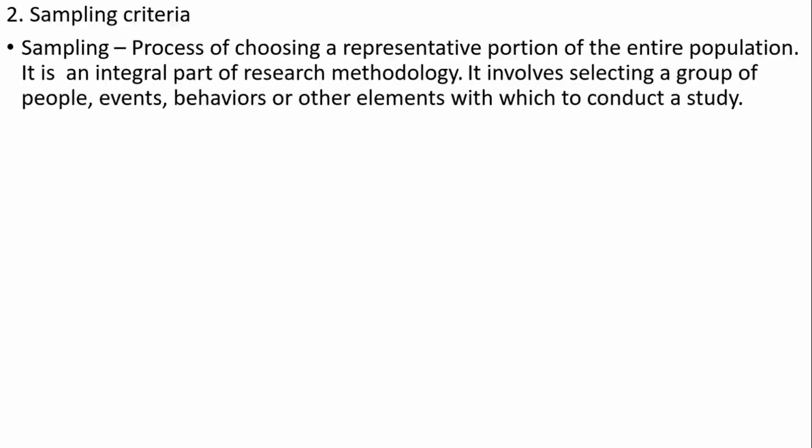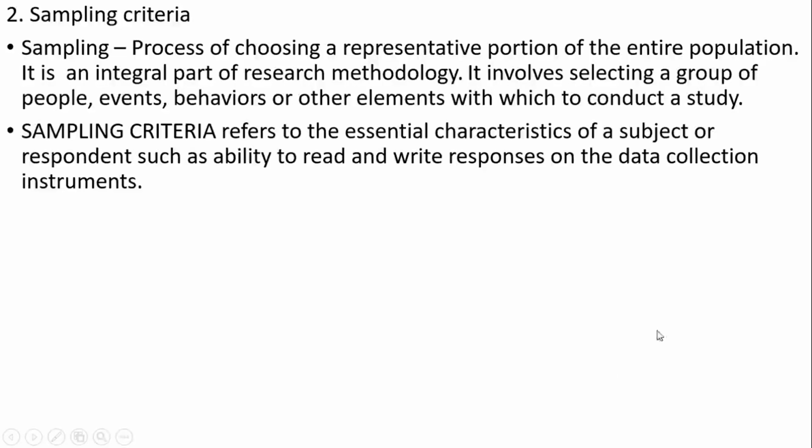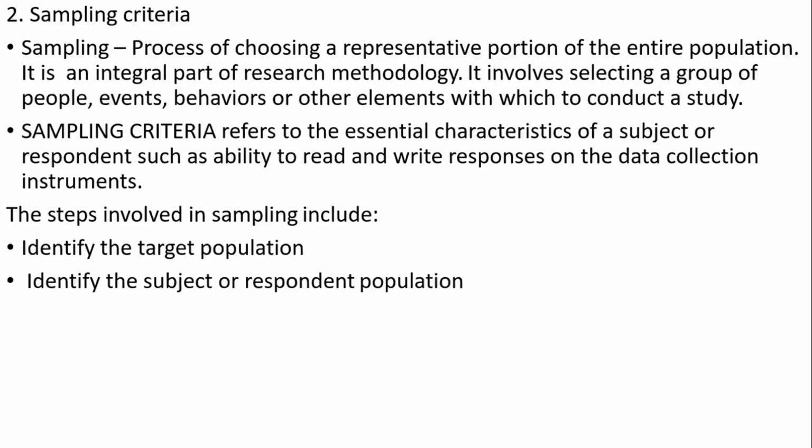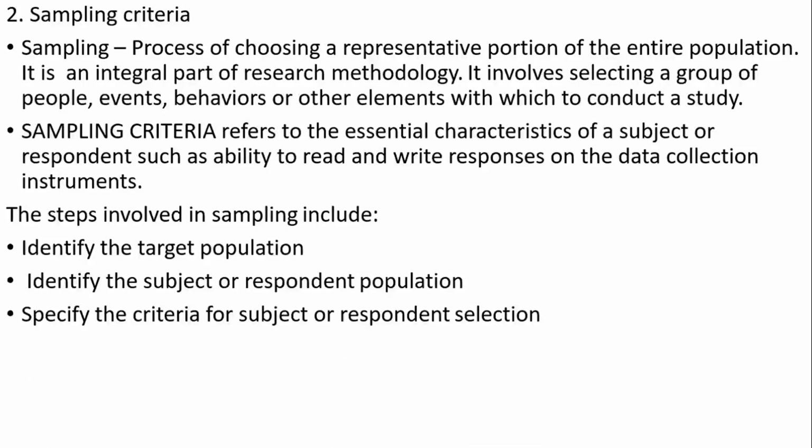The second question is sampling criteria. Sampling is the process of choosing representative portions of the entire population. It's an integral part of research methodology. It involves selecting the people, events, behaviors, or other elements with which to conduct the study. Sampling criteria refers to the essential characteristics of a subject or respondent, such as ability to read and write responses on data collection instruments. The steps involved in sampling include: identify the target population, identify the subject or respondent population, specify the criteria for subject or respondent selection, specify the sampling design, and recruit the subjects.